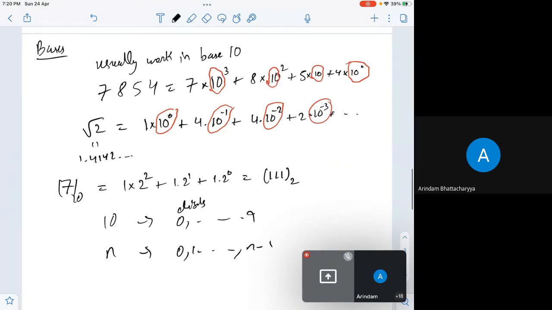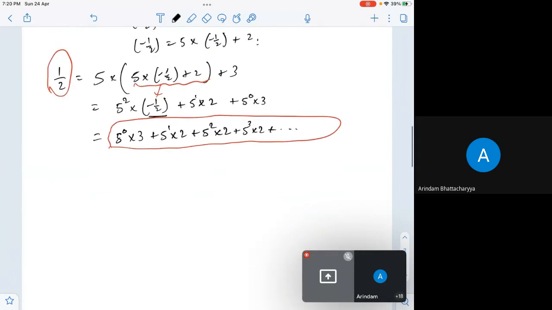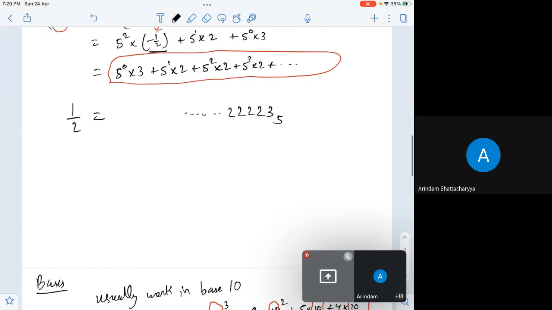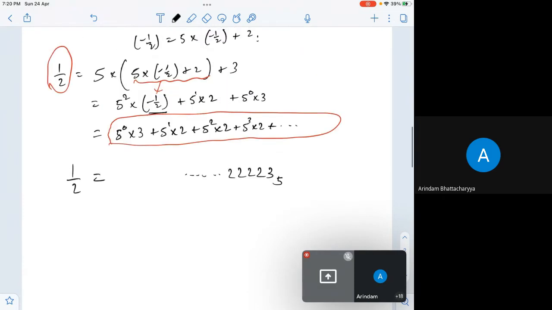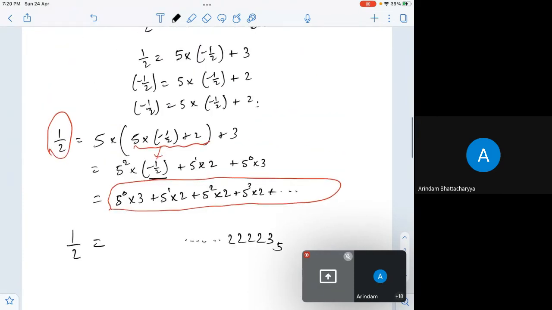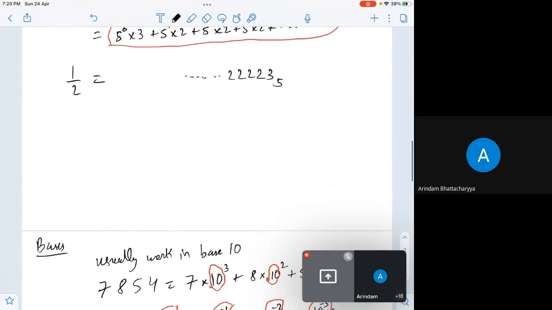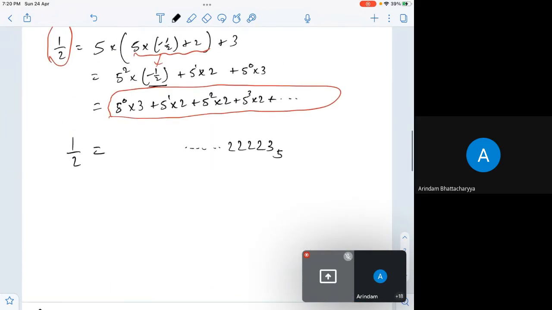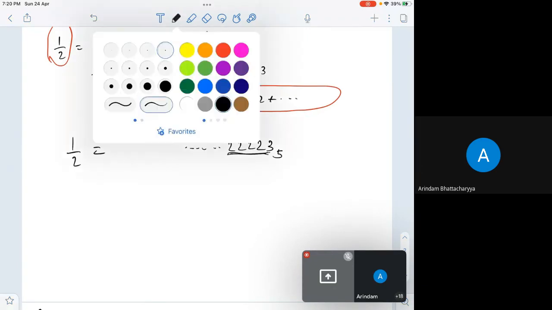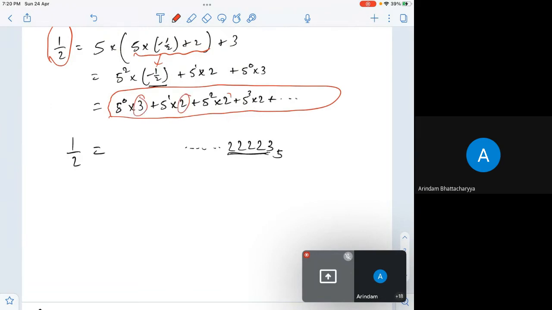With that being done, let's write half in base 5. This would be dot dot dot 3, 2, 2, 2, 2. Well, this is not the actual expansion of half in base 5, but you get what I'm trying to say. Do you see where these numbers come from? These are just the remainders, 2, 2, 2, 3.